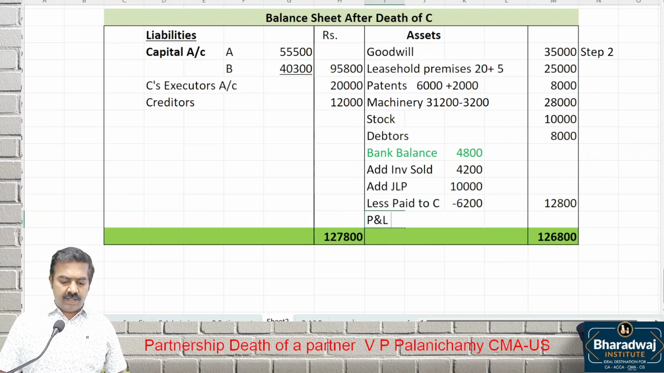But the P&L suspense account will come. This is there in step number 5 or 6. We would have put the P&L suspense at C's executors account. That will come till the end of the accounting.